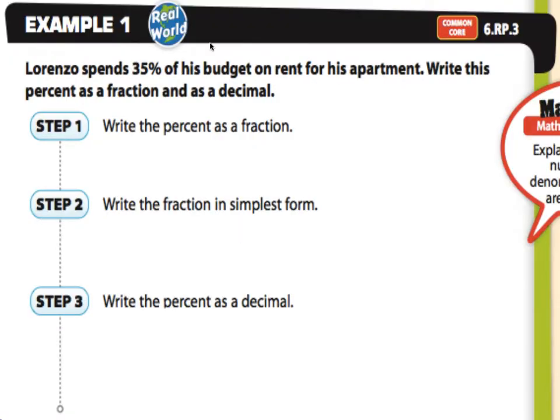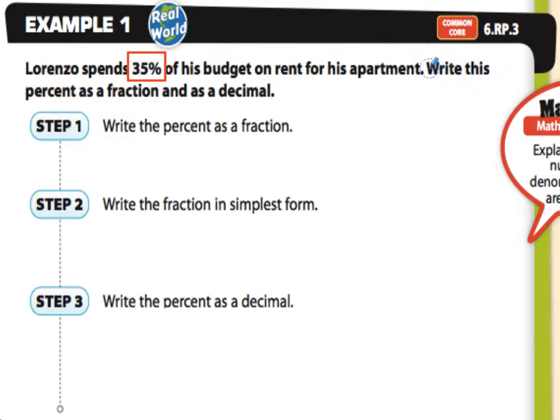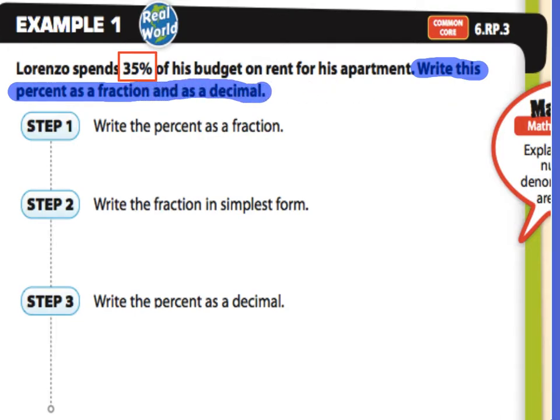All right. So Lorenzo spends 35% of his budget on rent for his apartment. And we're going to write this percent as a fraction and as a decimal. All right, so our important number in this case is 35%. And we want to write this percent as a fraction and as a decimal. So we want to make sure we get a fraction and a decimal.